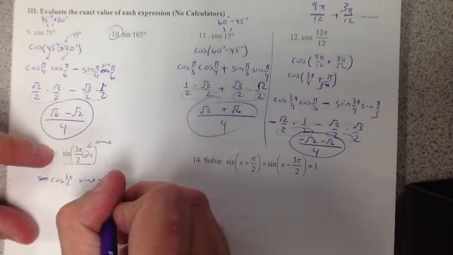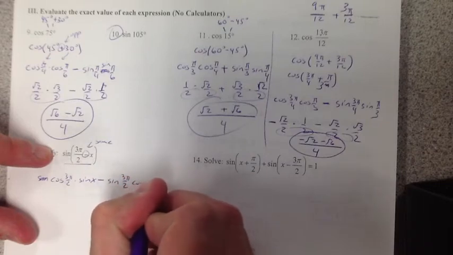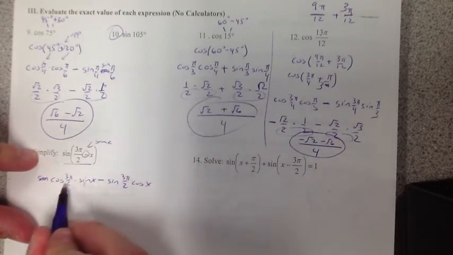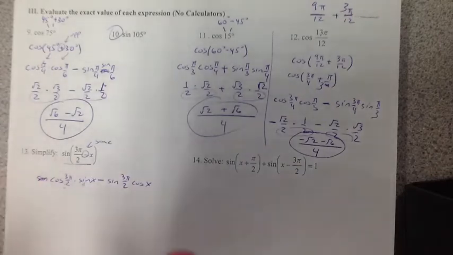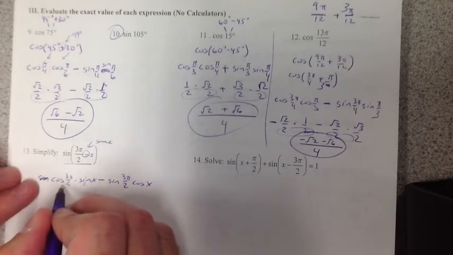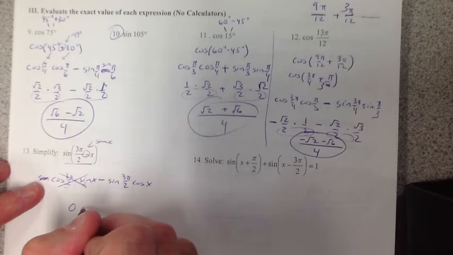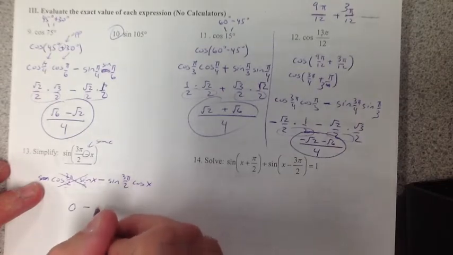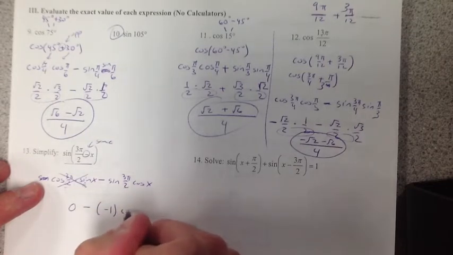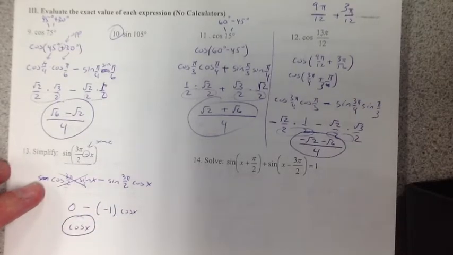the sine of 3 pi over 2, and I get the cosine of x. Now notice I did kind of switch those around, and that's okay. As long as you get them right, you can do cosine, sine, sine, cosine. It doesn't matter. Order doesn't matter here. Now, the cosine of 3 pi over 2, that's 0. This whole term is just 0. The sine of 3 pi over 2 is negative 1 times the cosine of x. So what do we get? The cosine of x. Very good.